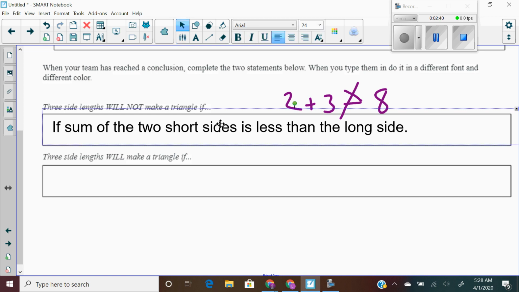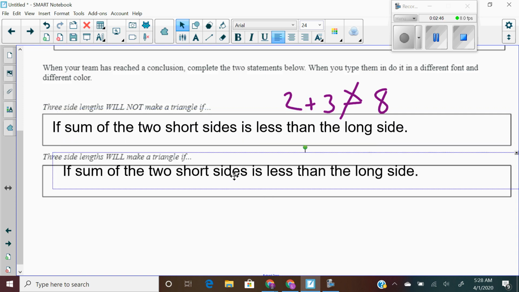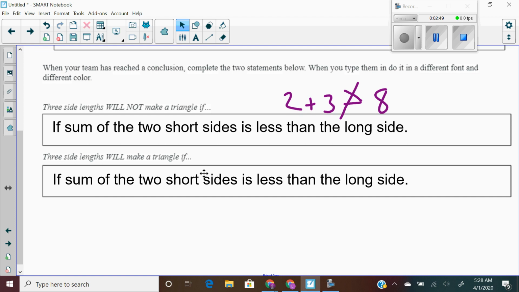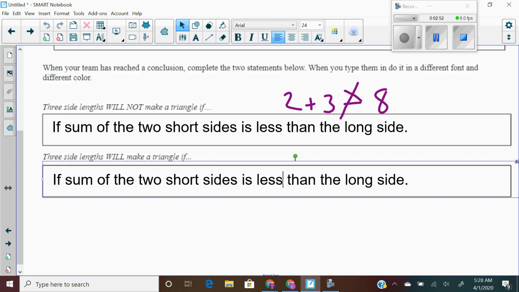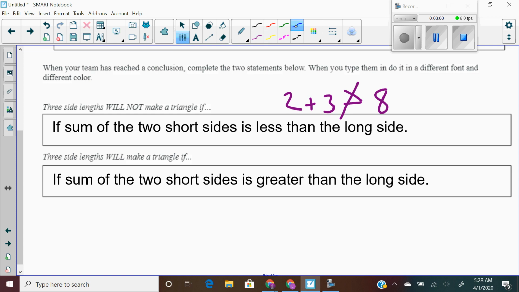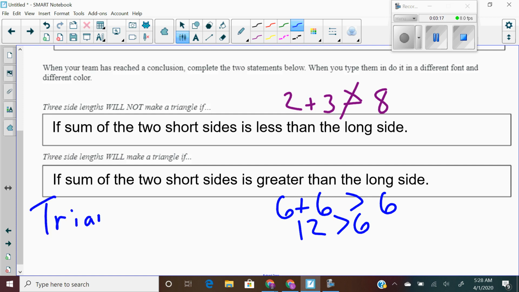So I'm just going to copy this. The sum of the two short sides is greater than the long side. So for example, say I had an equilateral triangle, so 6 plus 6 is greater than 6. That's true because 12 is greater than 6. So if the two short sides add together to be greater than the long side, and this is actually called the triangle inequality theorem.